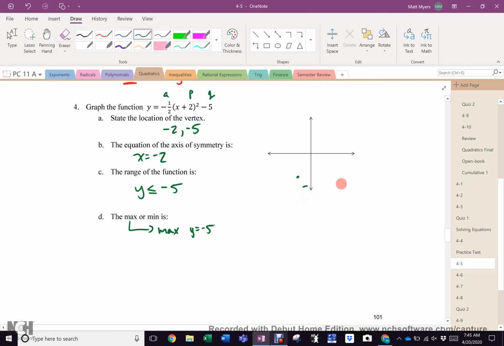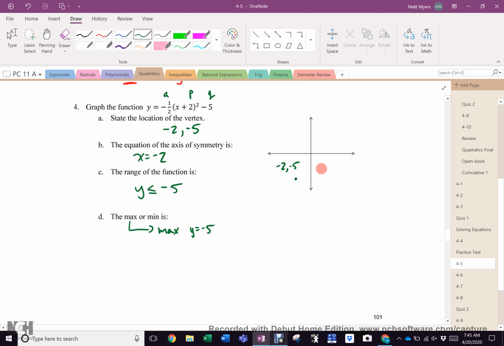So I'm going to redraw my, I don't know why that's not erasing. There we go. Negative 2, negative 5. Now, I've got an a value of a half. So I'm going to go over x, down x squared. But it's going to be cut in half.